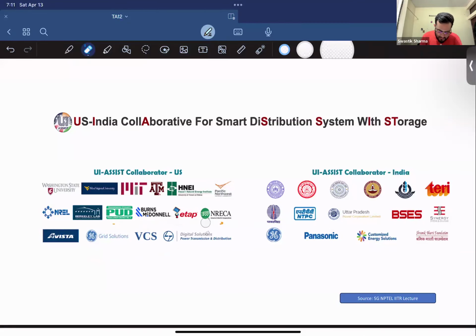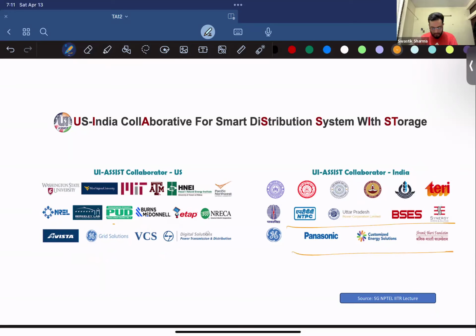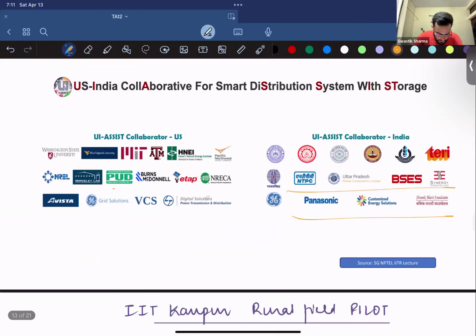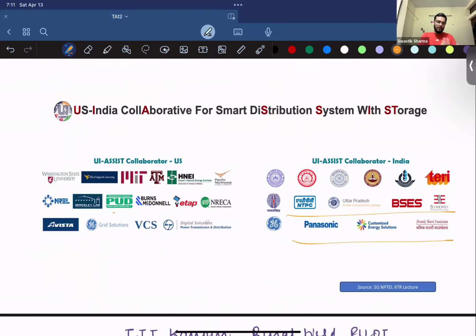And on the Indian side, we had collaboration from different IITs, five IITs, I guess: Bhubaneswar, Madras, Roorkee, and Delhi, and we had support from TERI and different entities which deal with power systems components. And in this project, I'll discuss what the objectives for IIT Kanpur were. IIT Kanpur was the technical lead from the Indian side.